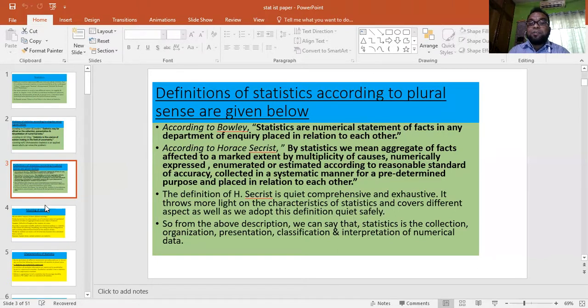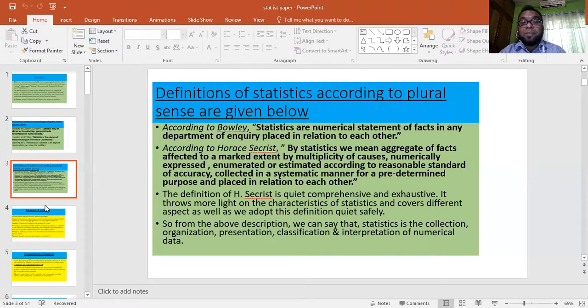By statistics, we mean aggregate of facts, that is, collection of numerical data from facts, affected to a marked extent by multiplicity of causes. It should be affected by multiplicity of causes, or related to so many things. Numerically expressed: it should be numerically expressed, not that he is a good boy. This is not a statistic. He is the tallest boy in the class. This is not a statistic. It should be expressed numerically.